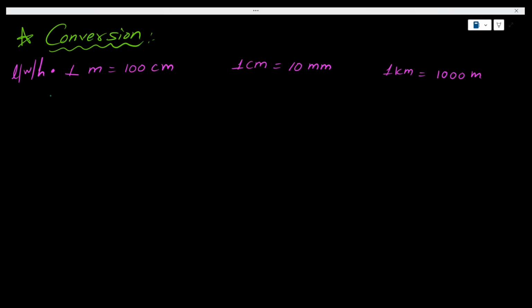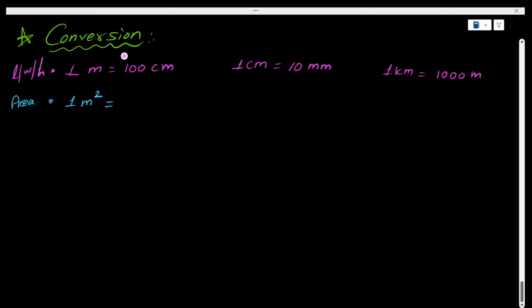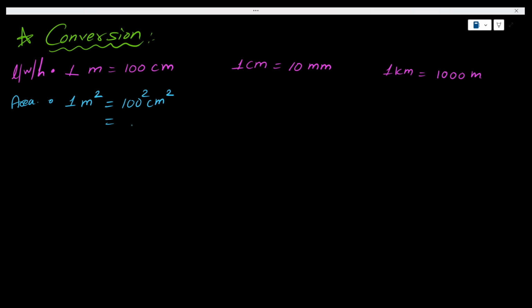But whenever we take area, that means we'll have square units. So 1 square meter will be how many square centimeter? You just need to do squaring on both sides, because meter squared becomes square meter. So the left side will be 1 square meter, because 1 squared is 1 only, but the right hand side will be 100 squared square centimeter, which is nothing but 10,000. So 1 square meter is 10,000 square centimeter, not 100 square centimeter, right?